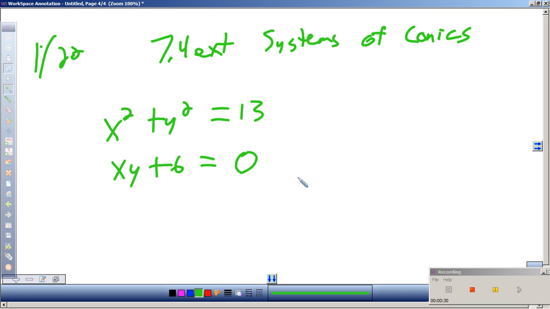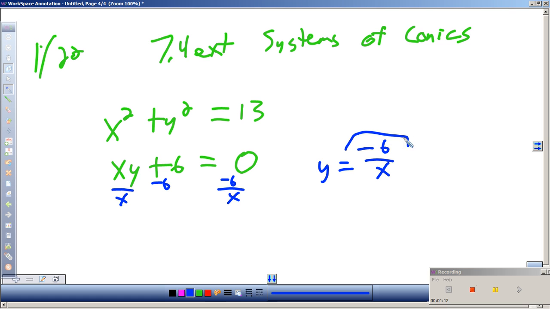Okay, solve for y, just do that. So which one? Top or bottom? Okay, so how would you solve for y? So we get negative 6 over x. All we do is, like you're saying, subtract 6 and divide by x. Then what? Okay, substitution. So we can plug this in here.